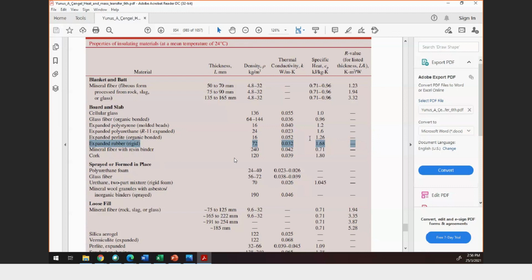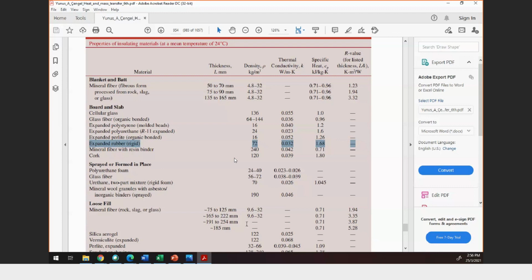This book neglects the heat transfer by the rubber. So yes, the heat transfer by conduction if using rubber, you can see here the value is 0.032.